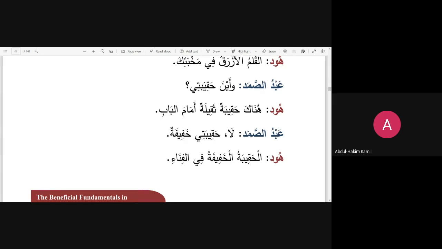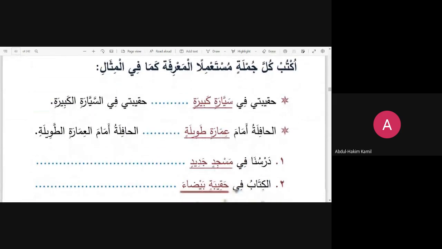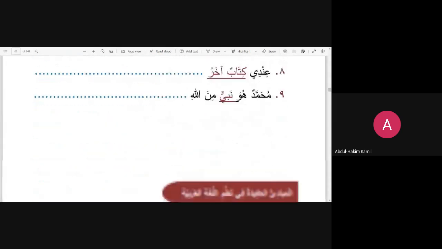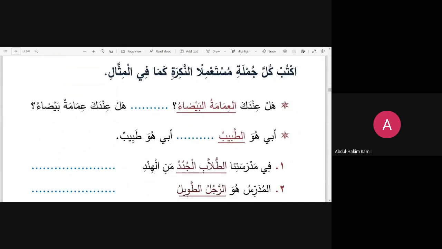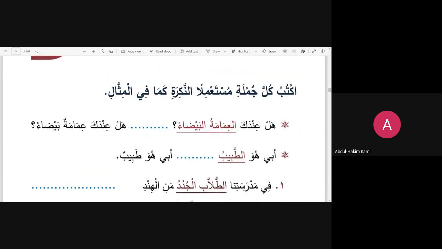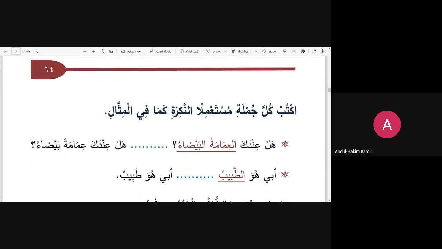Brothers and sisters, that's our class for today. I wanted us to do something with the pronouns, but we'll do that first thing in the morning. Okay? Look what you have here for homework. On page number 64. You have hal indik al-imama al-bayda. You have to change it to nakira. Hal indik imamatun bayda.